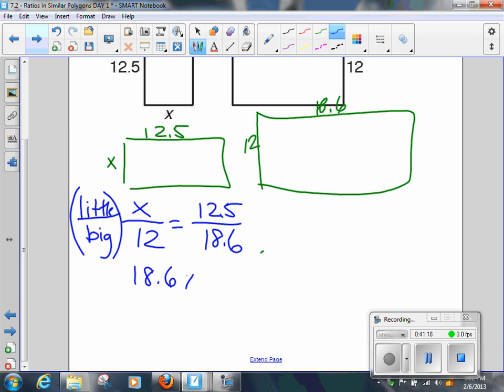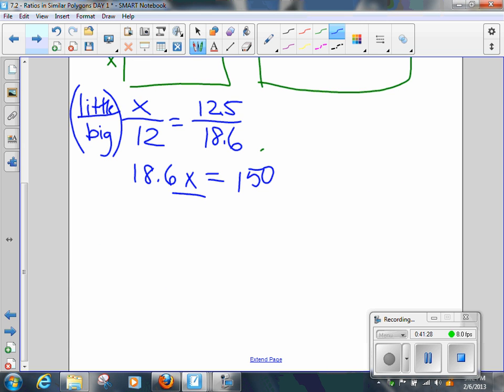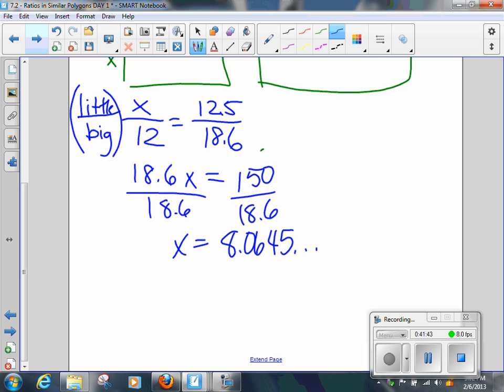18.6 times x is 18.6x. What's 12 times 12.5? 150. Now what, y'all? Divide by 18.6. And it's going to be? Go ahead and say it. 0.645, and so on. Right? Oh, okay. Justin has decided we are going to round to the nearest tenth place. Attaboy, Justin.